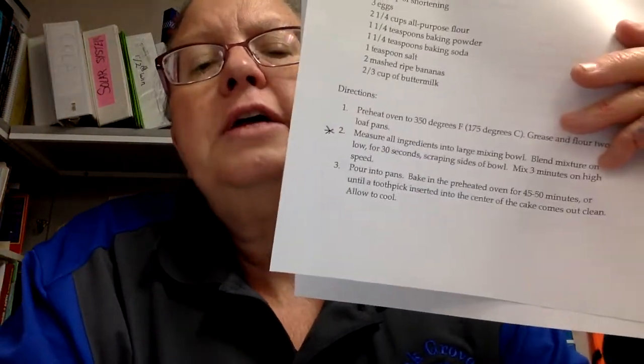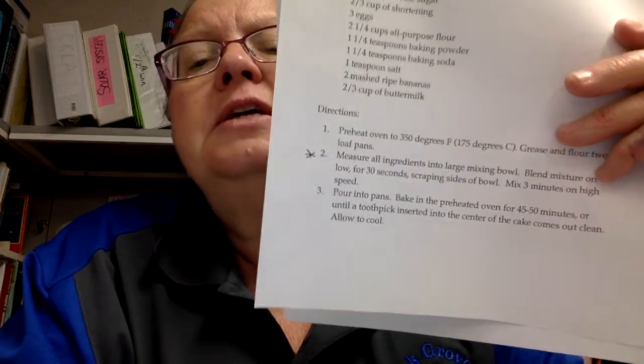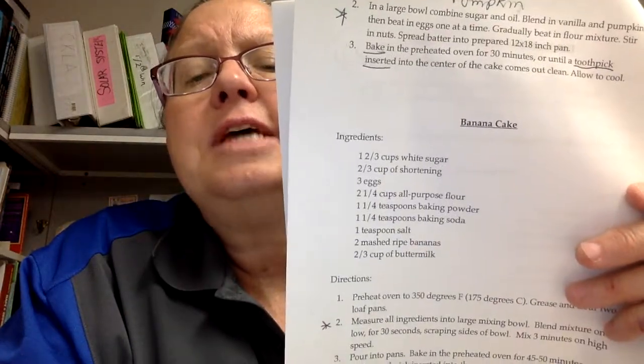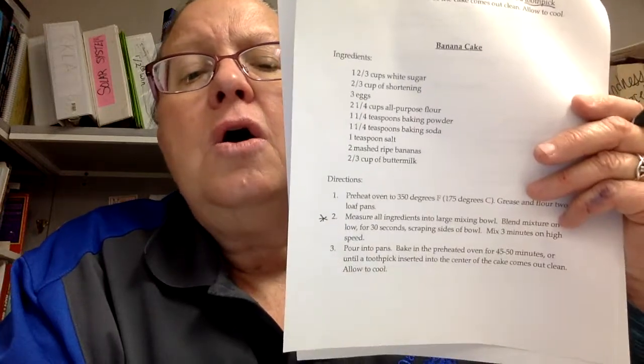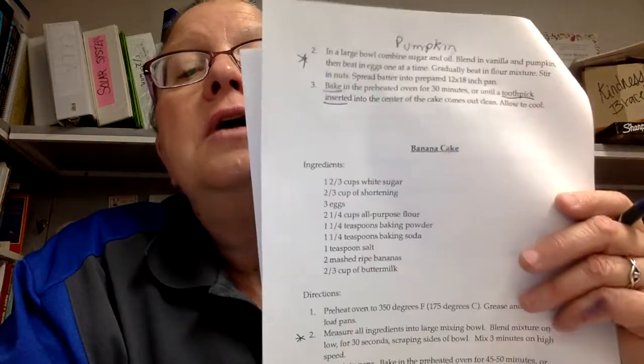Now I'm going to go to number 3 on the banana bread. It says pour into pans, bake in a preheated oven for 45 to 50 minutes. Well, the time is not the same. Or until a toothpick inserted in the center comes out clean. That sounds pretty much alike. So I'm going to underline that. Both of them have a thing about a toothpick.